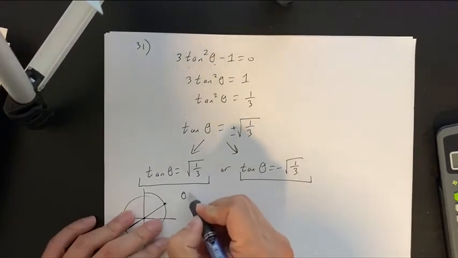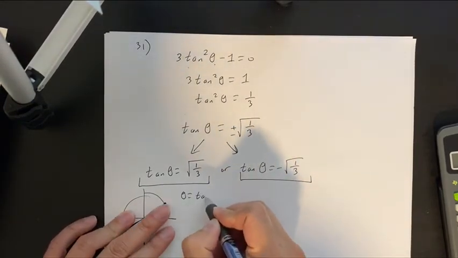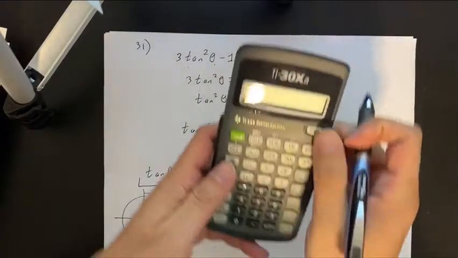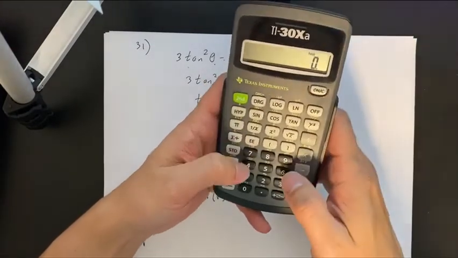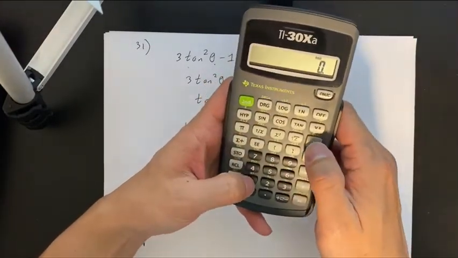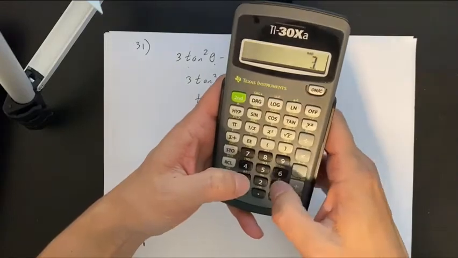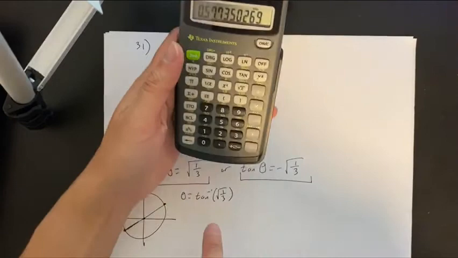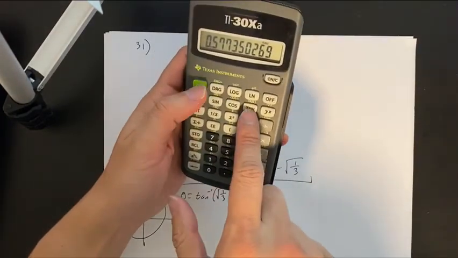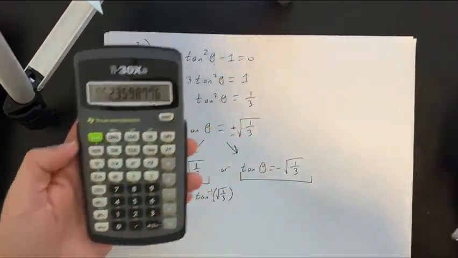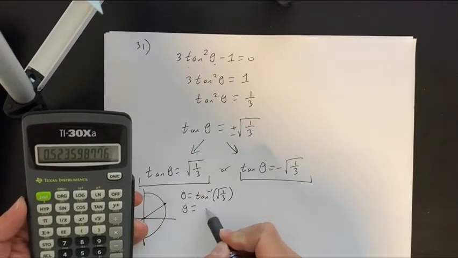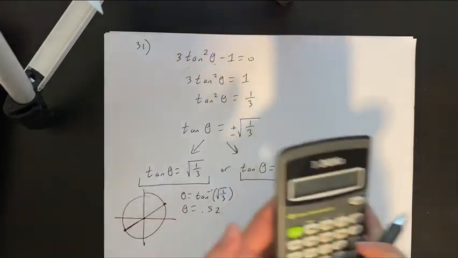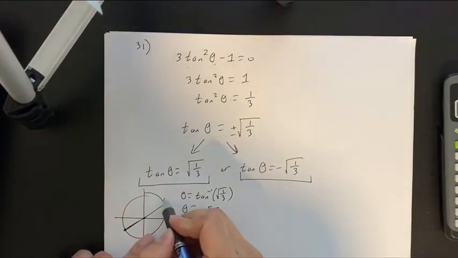How do I get the initial value for theta? Well, you apply tangent inverse of root 1 over 3. So for me, I have to do 1 divided by 3, take the square root of that, and apply the tangent inverse. And I got 0.52. Okay, so 0.52 is this very first position.